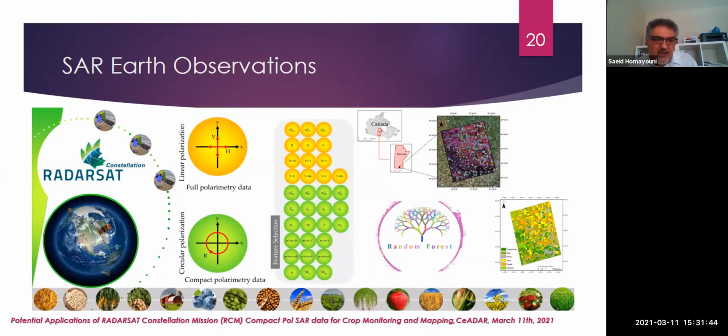From the data, we extract the linear polarization and also the circular polarization. As I mentioned, using the polarimetric theory and decomposition, we can extract lots of SAR features, and those SAR features have very high potential. There is still some correlation among them, but you can use machine learning and deep learning approaches to use all of these features for mapping and for monitoring. This is the topic of my presentation.